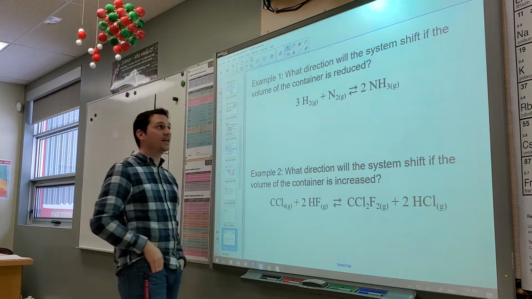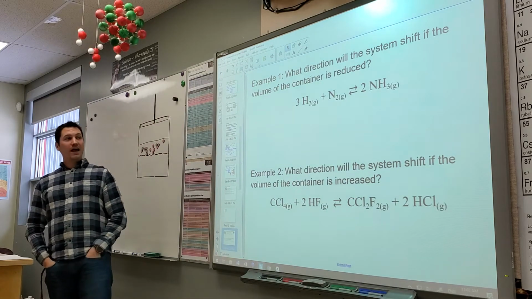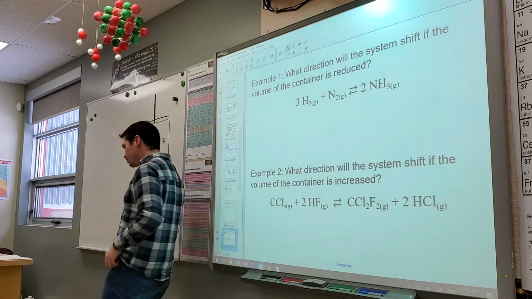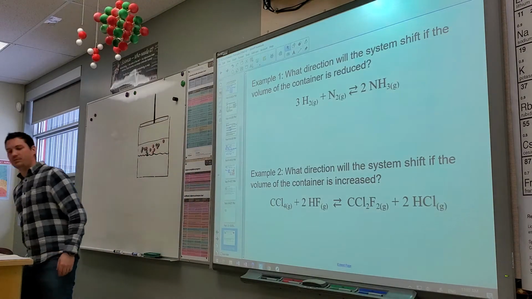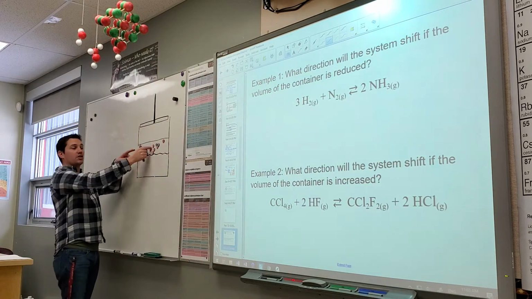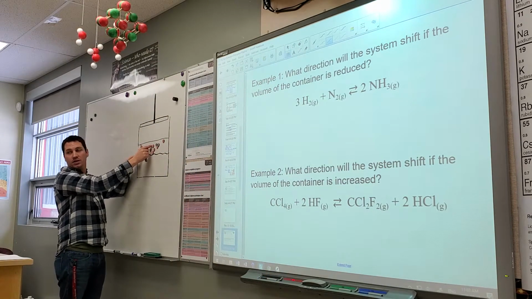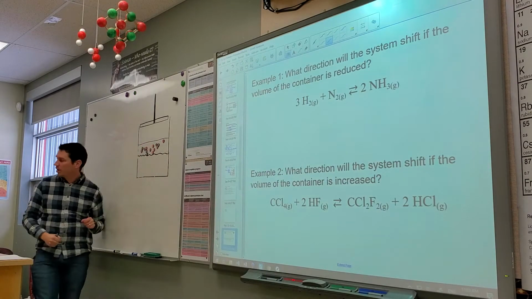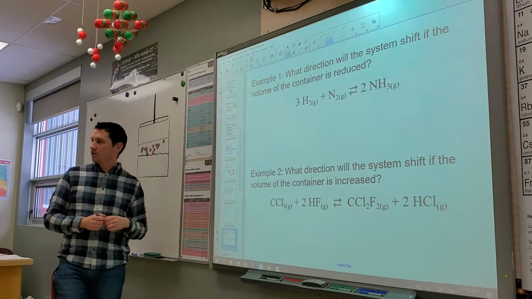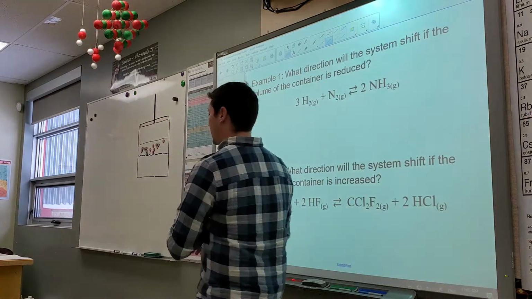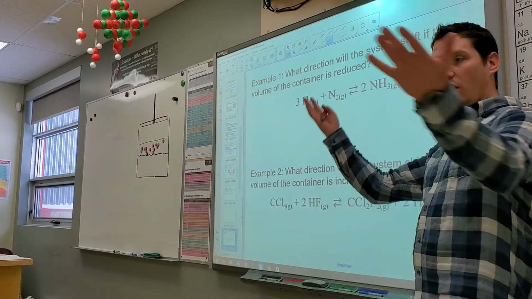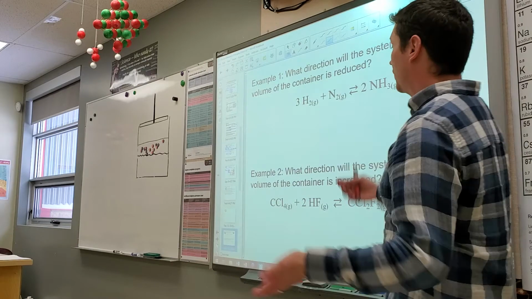Okay, let's try this. Example number 1. What direction will the system shift if the volume of the container is reduced? What happens to the concentrations of particles if we decrease the volume? First of all, are all of these gases? Yes, so they can all be compressed, or they can expand, whatever.